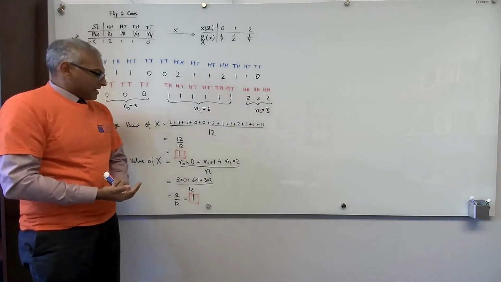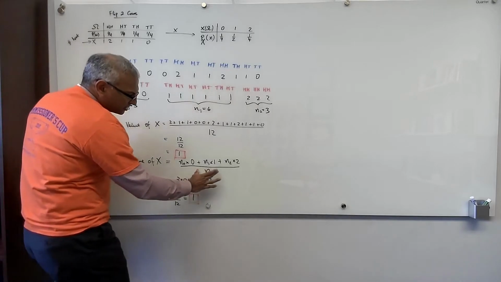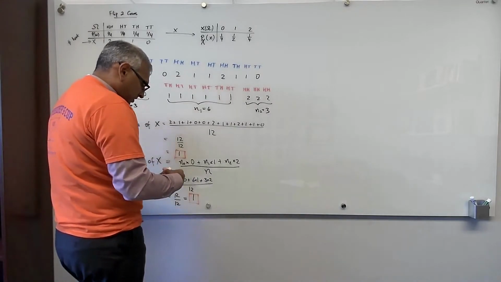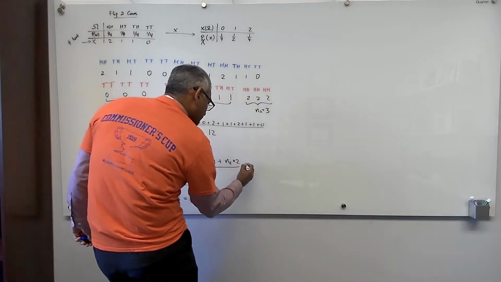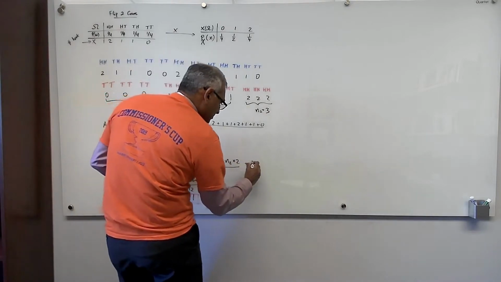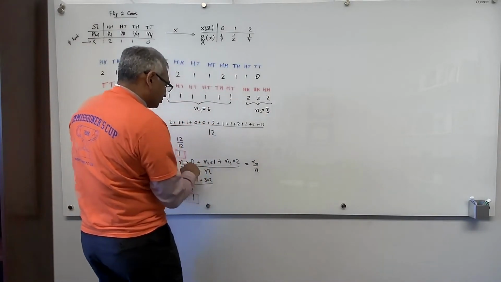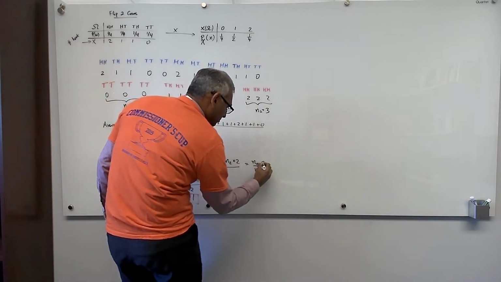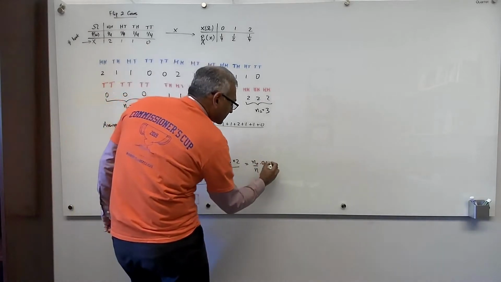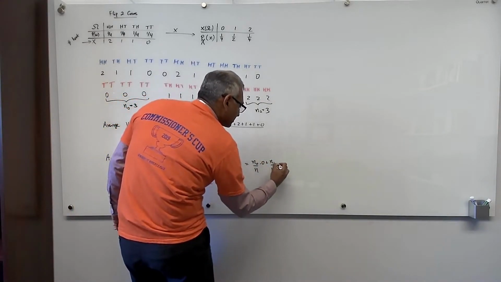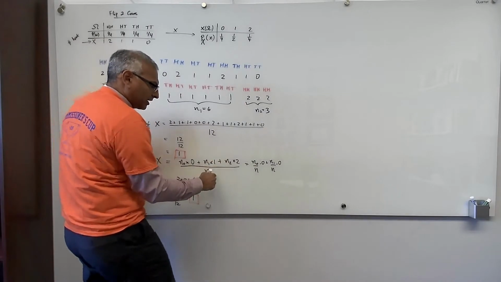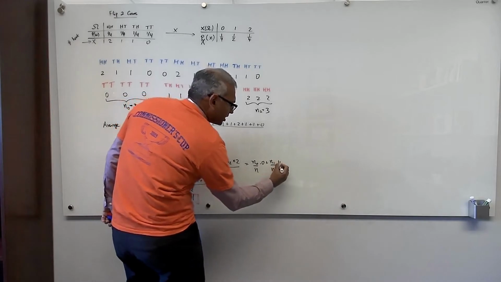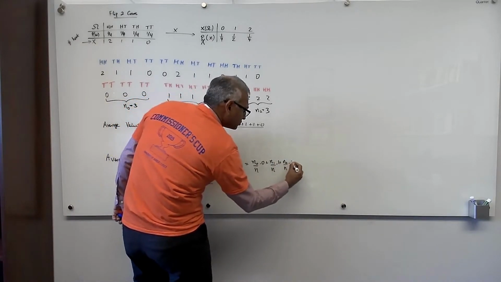Now this is the interesting expression that I want to focus on. If I break it down, what I get is n0 over n times 0, which is the value of x that corresponds to all those outcomes, plus n1 over n times 1, the value of x, plus n2 over n times 2.